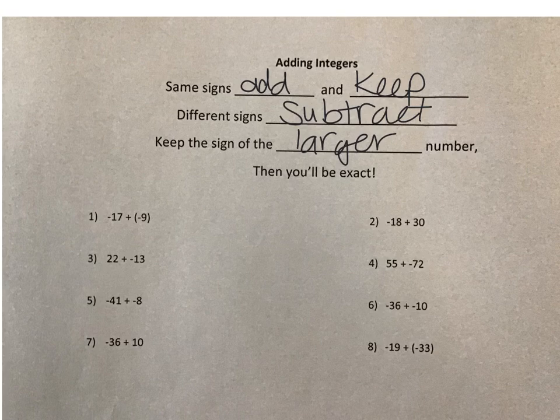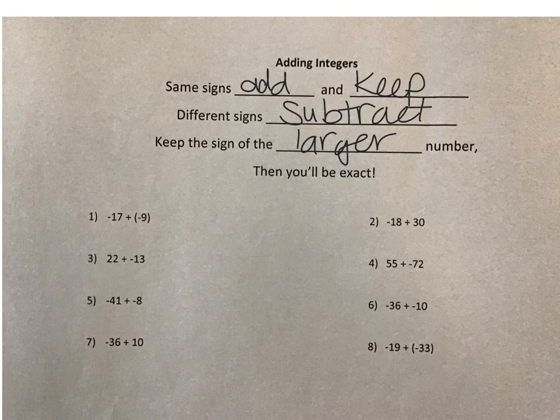Then you'll be exact. So, to the Row, Row, Row Your Boat tune: Same signs, add and keep. Different signs, subtract. Keep the sign of the larger number, then you'll be exact. When we talk about the larger number, we mean the larger absolute value, the larger distance from zero.